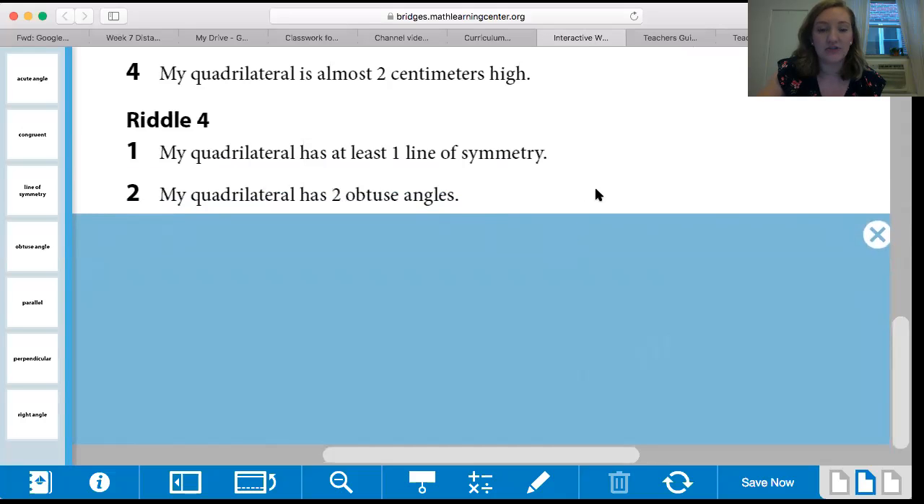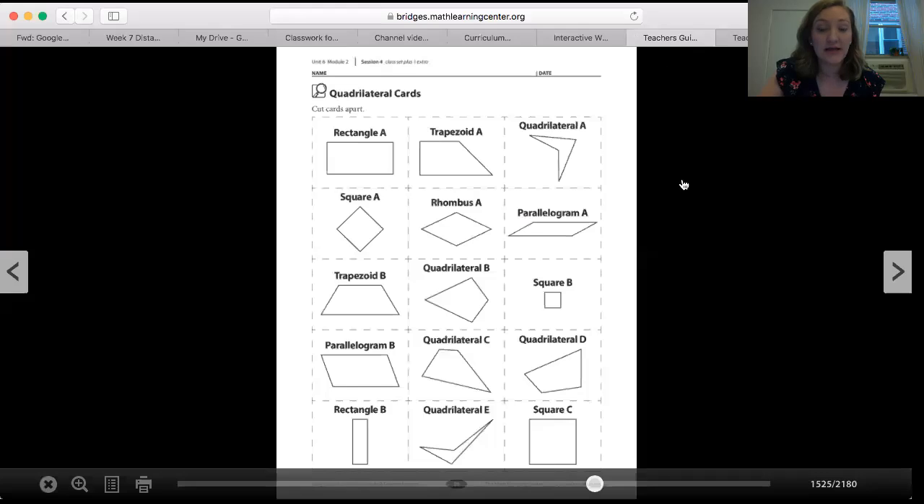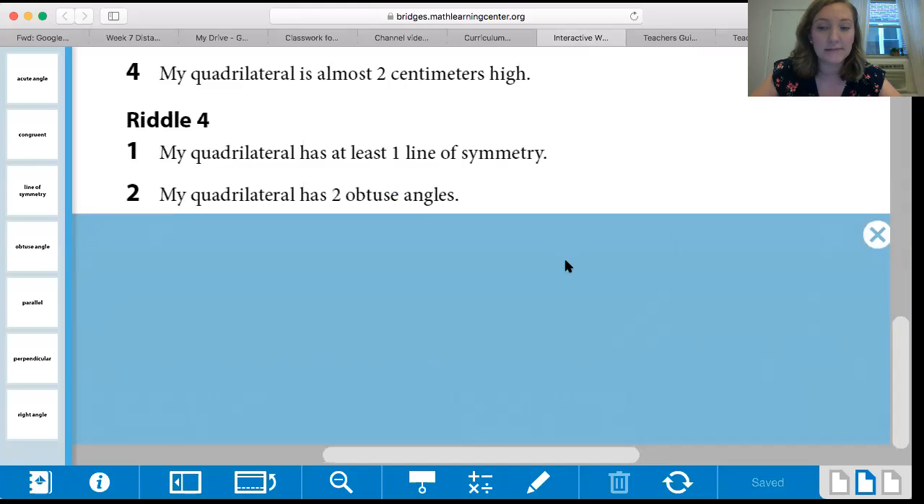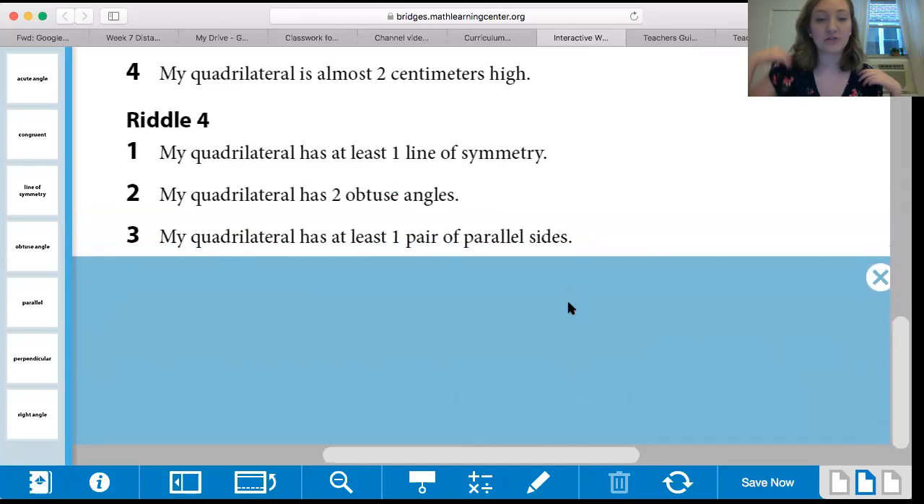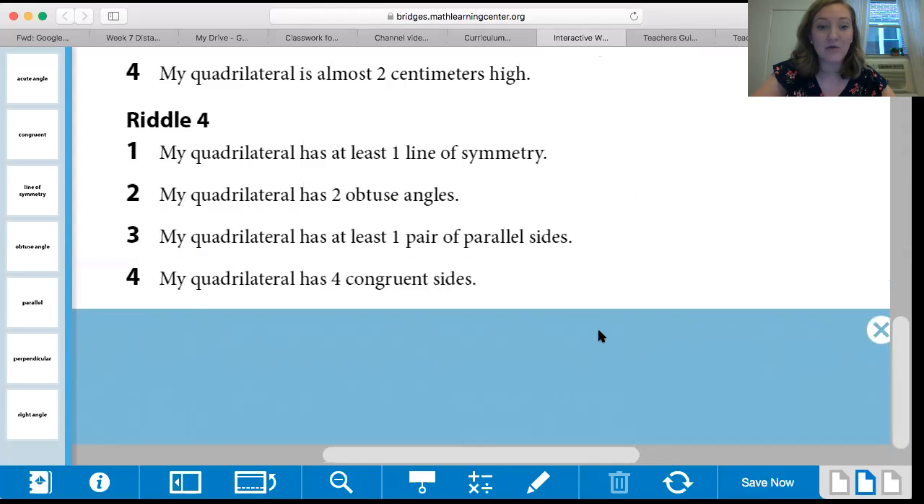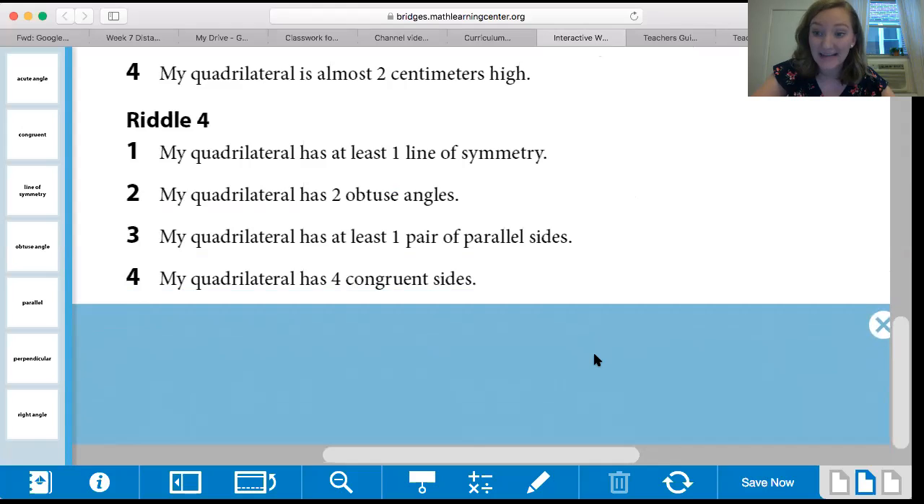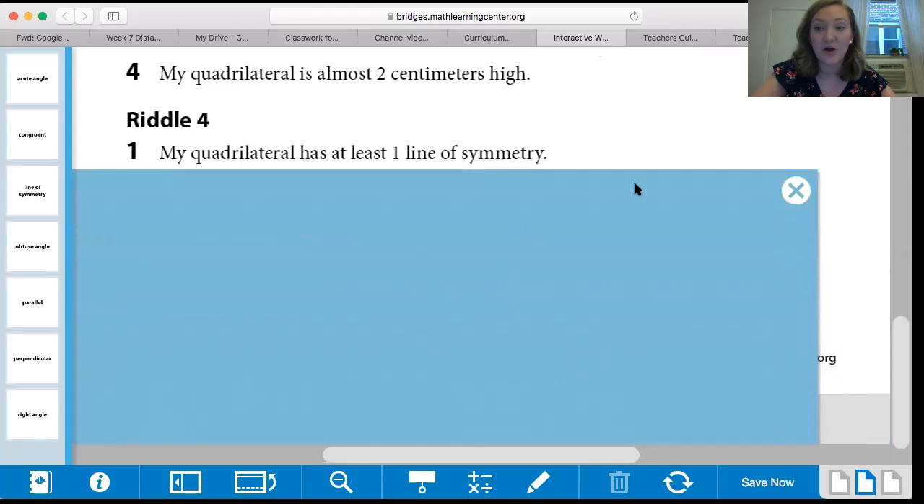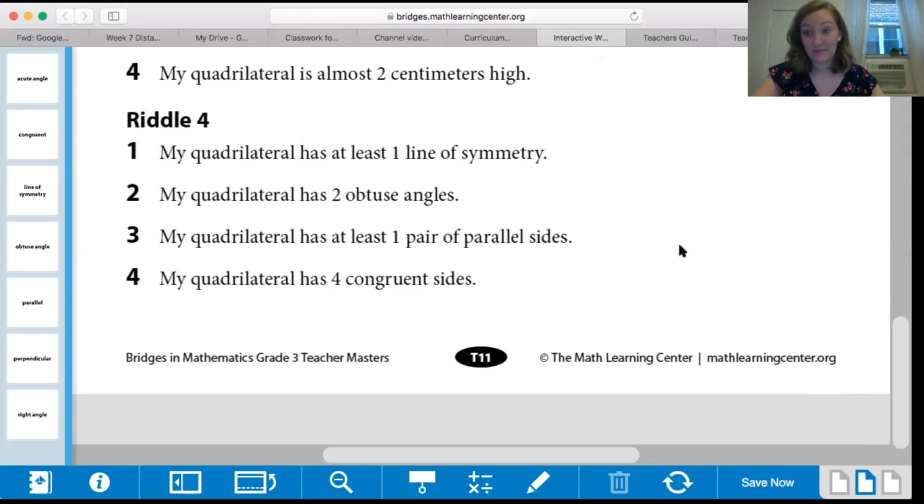My quadrilateral has two obtuse angles. Obtuse angles are really big ones, right? More than 90 degrees. They're not 90 degrees, they are way bigger than 90 degrees. It has two obtuse angles. My quadrilateral has at least one pair of parallel sides. Oh, it does have a set of parallel sides, lines that are the same distance apart. And my quadrilateral has four congruent sides. Wow, all the sides are also the same length. This is a crazy one.